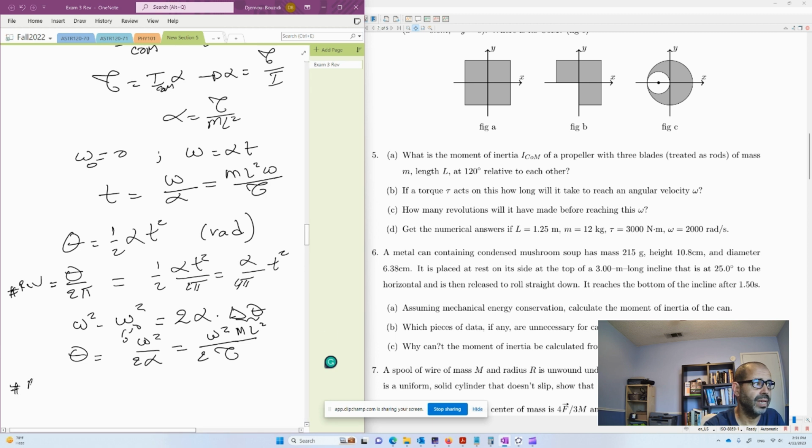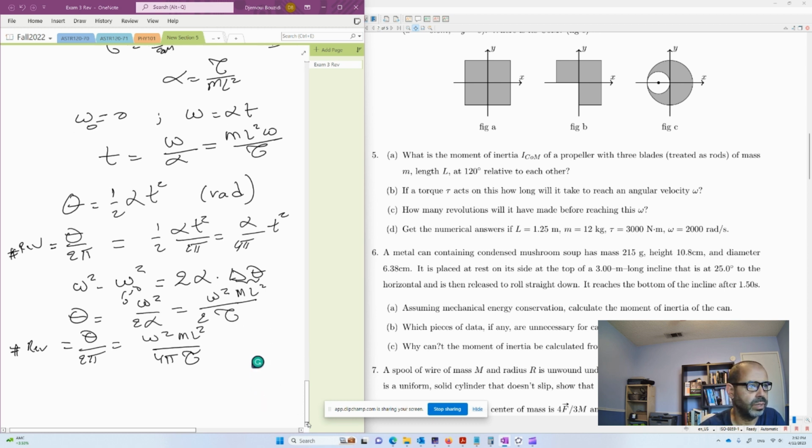So the number of revolutions, again, because they want to know how many revolutions it did, is theta over 2 pi. So it's going to be omega squared ml squared divided by 4 pi times tau. Okay, and a bunch of Greek letters in here. You have the pi, the tau, and the omega, and the m and the l are both Latin letters in here. Okay.